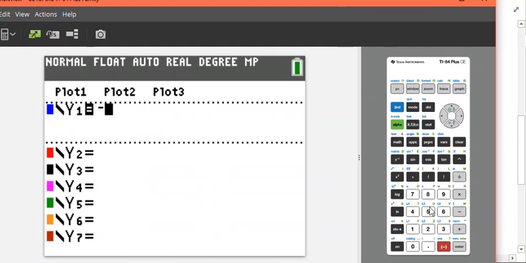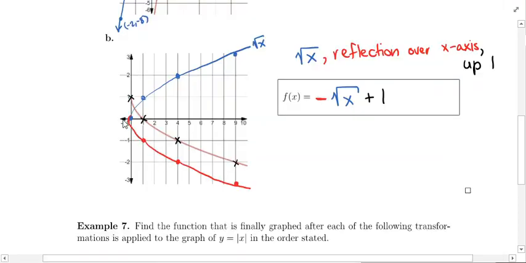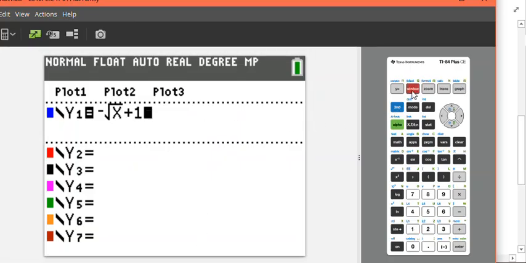So we're going to put negative square root of x. Make sure you get out of the square root because the plus 1 has to be outside of the square root. So it's going to look like this if you plug it in. Let's take a look at the window. The x values go between negative 1 and 10. So let's go change that on the calculator.